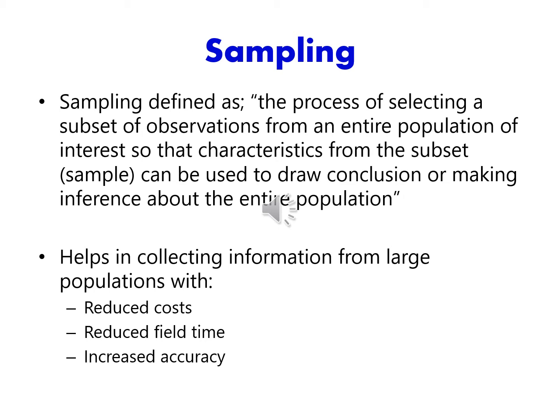But it becomes very easy if we just take a subgroup, rightly selected people of a subgroup from the same population, that is, the pregnant women living in rural areas. This will reduce the cost or the financial burden on the project. It will reduce the field time spent to collect the information from the rural women, and if the sample is rightly selected, it will definitely increase the accuracy and improve the quality of the work. So this is how we do sampling.